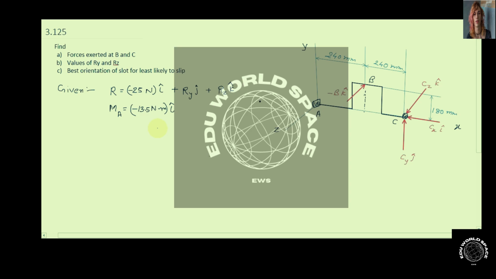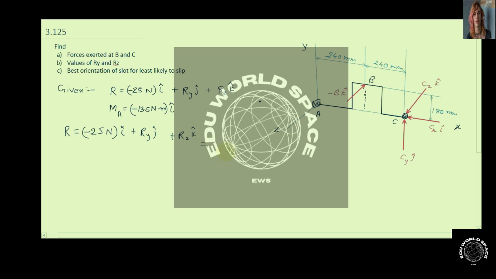All right, so first of all, we will equate the resultant force that is given in the problem to the actual forces acting on the system. This resultant R is given as minus 25 Newton i cap plus Ry j cap plus Rz k cap.